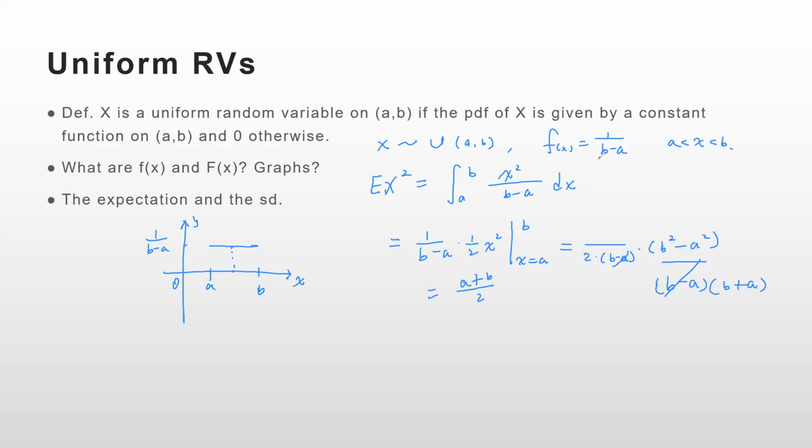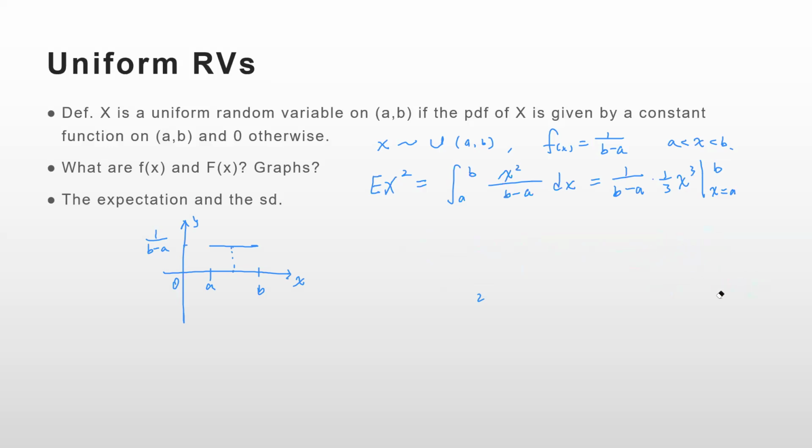X squared times density, I put them together as one fraction, that's no problem. And then you have 1 over b minus a times 1/3 of x to the third, where x runs from a to b. And then you plug it in. Notice the difference of the cubes. So it's 1 over 3 times b minus a times b to the third minus a to the third.